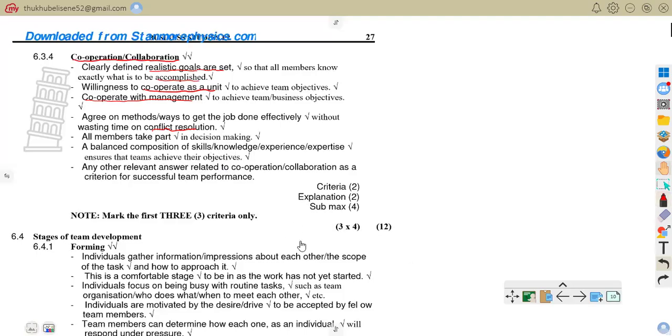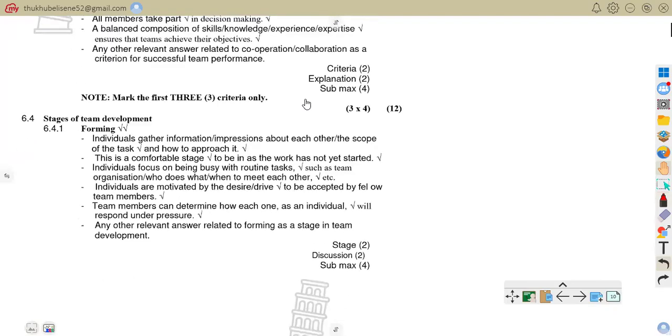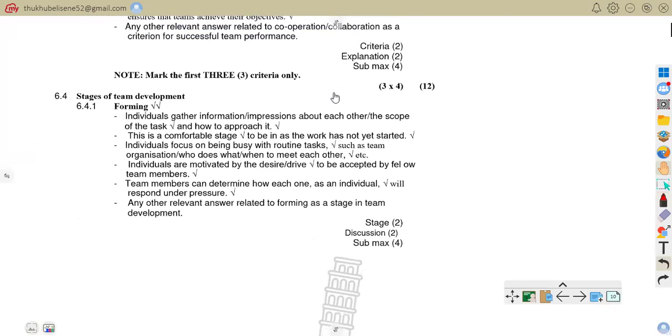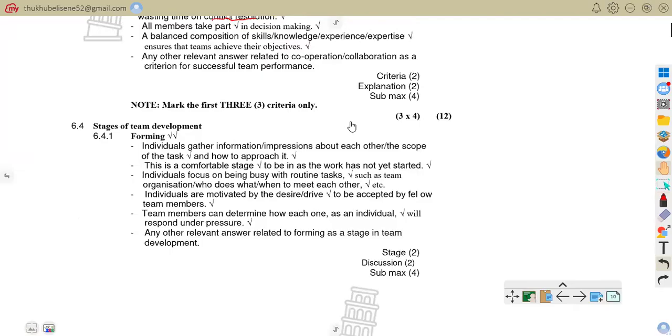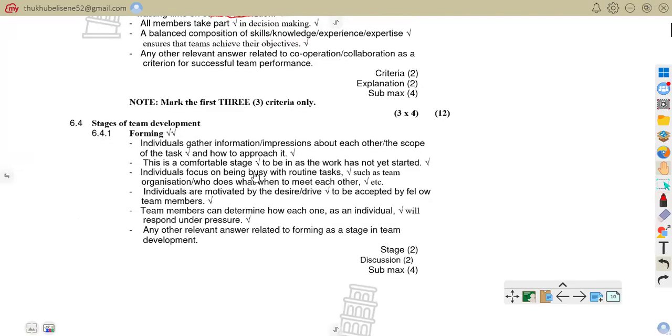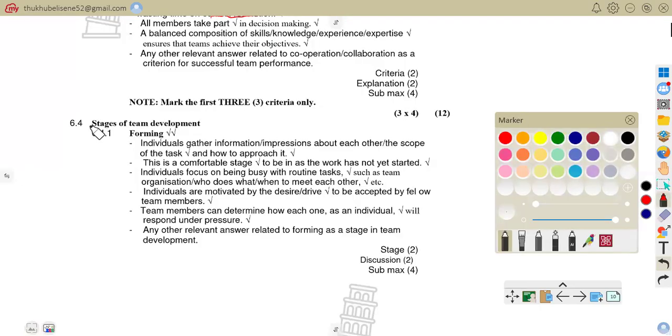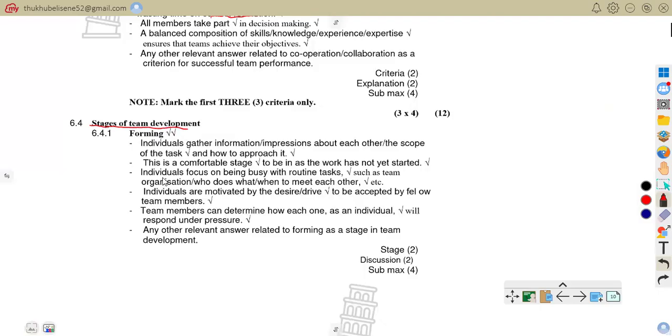Let us move on to another aspect now. Stages of team development. So we've said that for the organization to be successful, for a team to succeed, it has to go through these stages. Now we are on the forming stage.